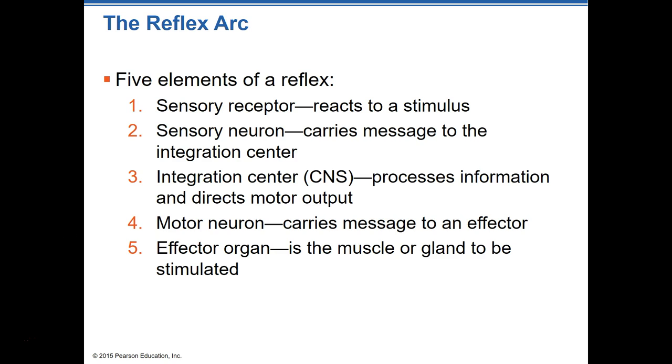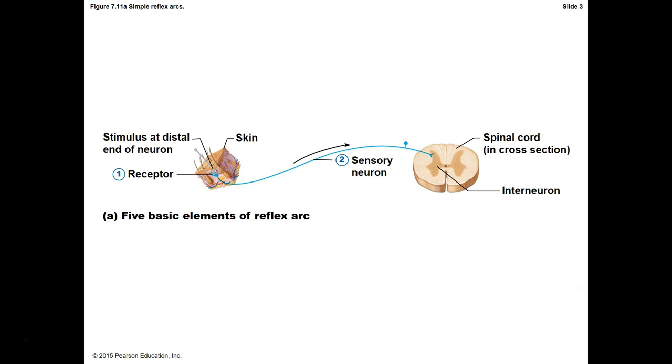We have a receptor that reacts to a stimulus, a neuron that carries the message to the integration center, which is usually located in the spinal cord. That center processes that information and directs motor output. Really, it just jumps the interneuron because the stimulus is strong enough to cause it to jump that. That neuron carries the message back to the effector, back to the muscle or the organ or the target, and then that muscle or gland will be stimulated to do whatever it is it's supposed to do. And that's all this is showing us.